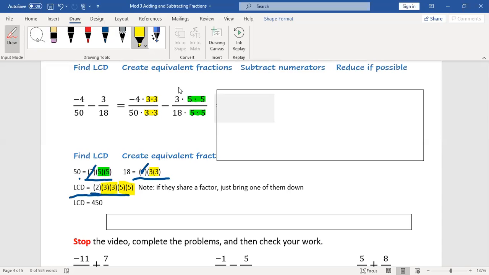Now, to determine what I needed to multiply to 50 to get 450, I looked to see what was missing. Well, I have the 2, and I have 2 5s, but I didn't have the 3s. So the 3s had to be multiplied to the numerator and denominator of the fraction that had 50 as its denominator. Now I have to go over and figure out what I had to multiply to 18. So 18 is missing the 5s. So I'm going to have to multiply both 5s to the numerator and denominator of that fraction.